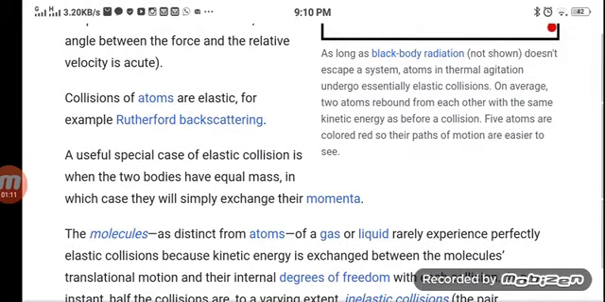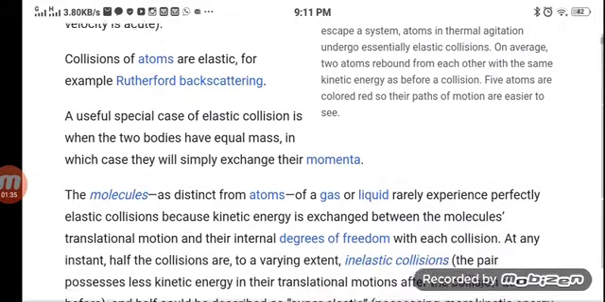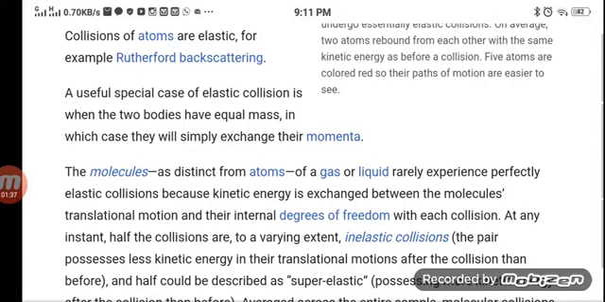A useful special case of elastic collision is when the two bodies have equal mass, in which case they will simply exchange their momenta. The molecules, as distinct from atoms, of a gas or liquid rarely experience perfectly elastic collisions because kinetic energy is exchanged between the molecules' translational motion and their internal degrees of freedom.